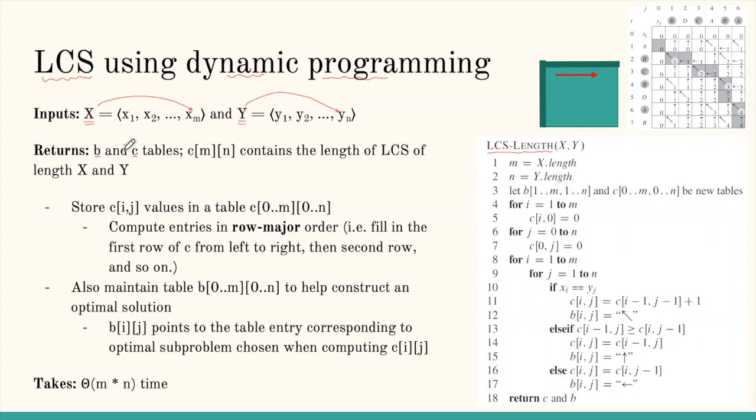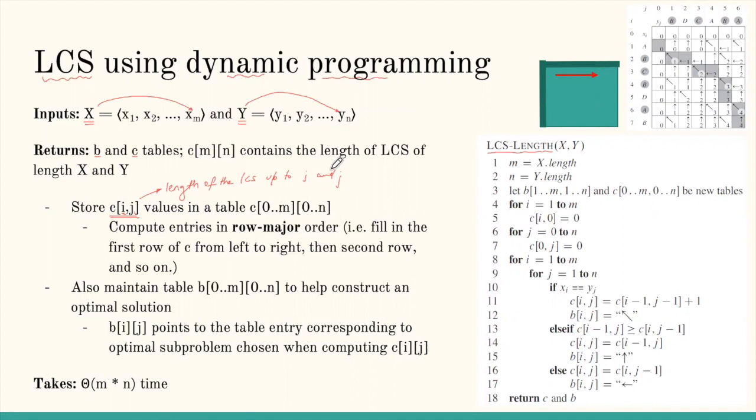Now, it's important that we understand what the purpose of these two tables are. The table Cij, this matrix, contains entries such that Cij represents the length of the longest common subsequence so far. So Cij is the length of the LCS up to i and j.